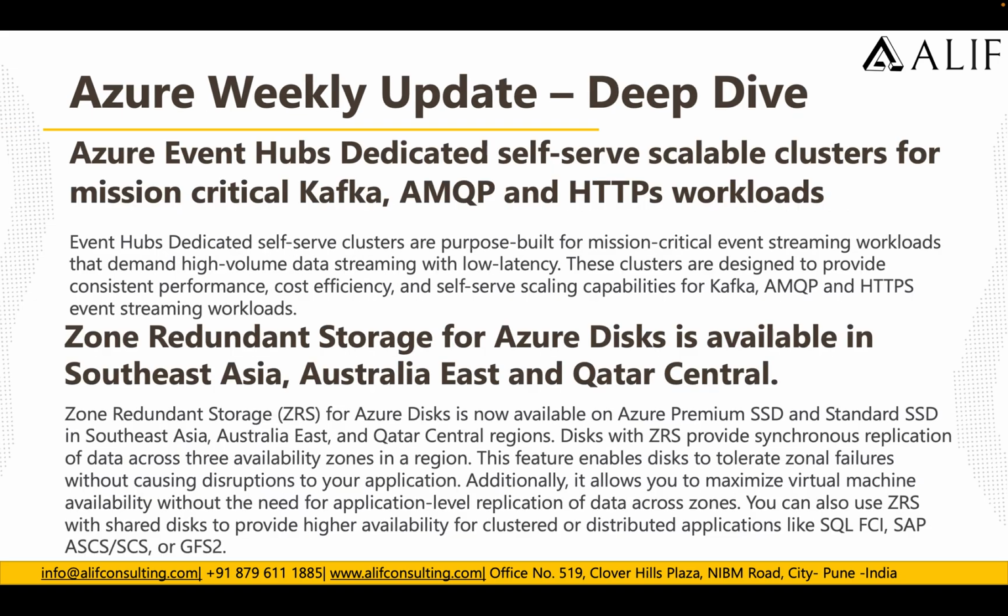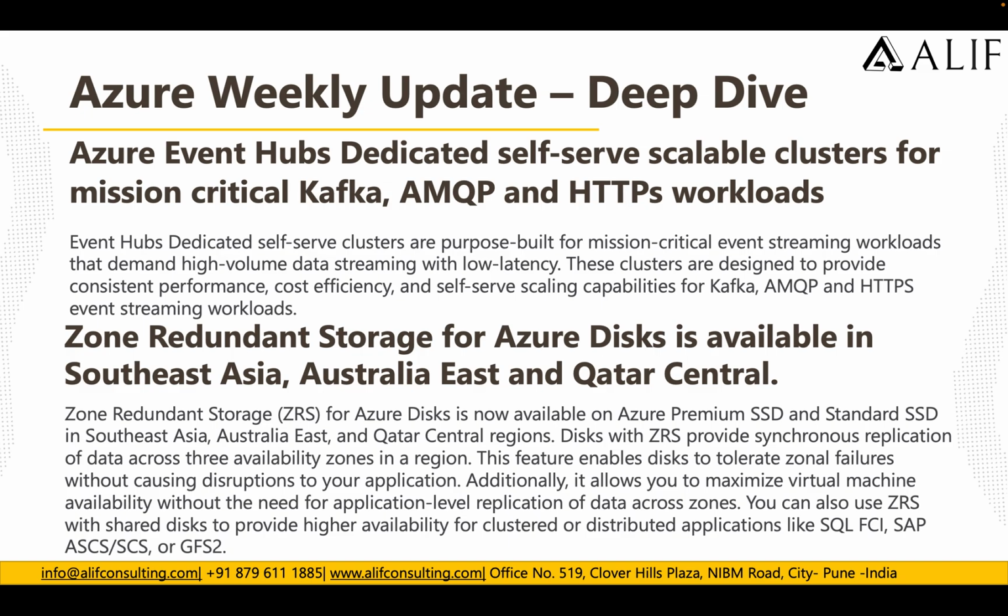The first update is for Azure Event Hubs: a dedicated self-serve scalable cluster for mission critical Kafka, AMQP, and HTTPS workloads. What that means is these dedicated self-serve clusters are purpose-built for mission critical event streaming workloads that demand high volume data streaming with low latency. These clusters are designed to provide consistent performance, cost efficiency, and self-service scaling capability for Kafka, AMQP, and HTTPS event streaming workloads.